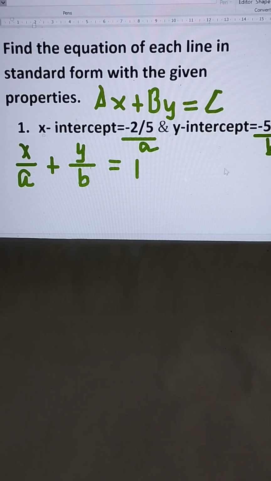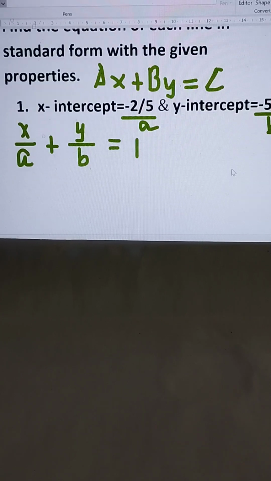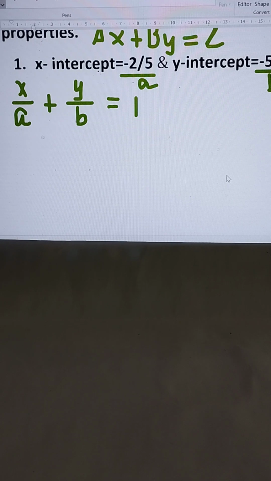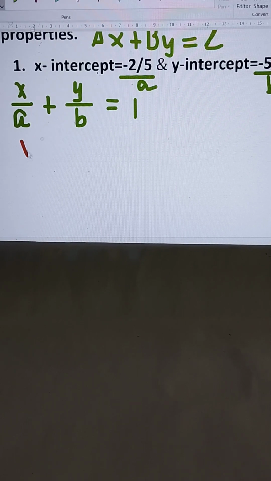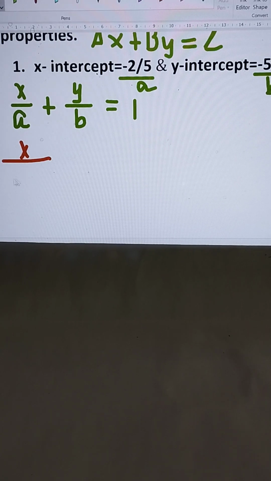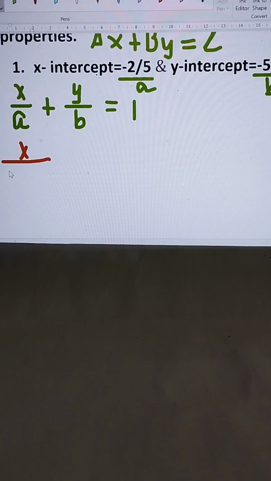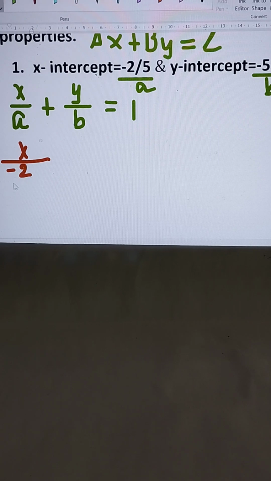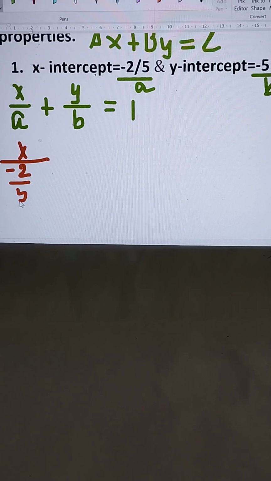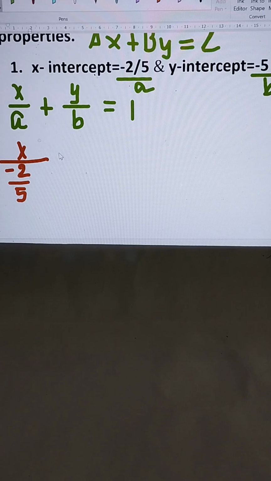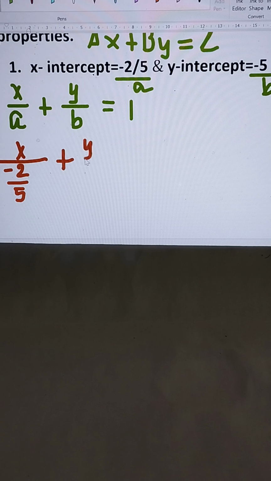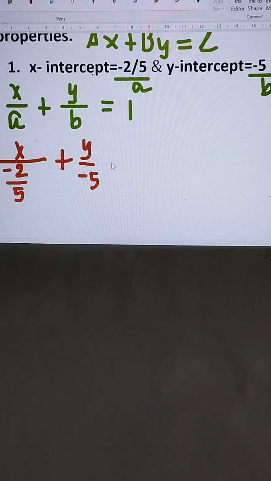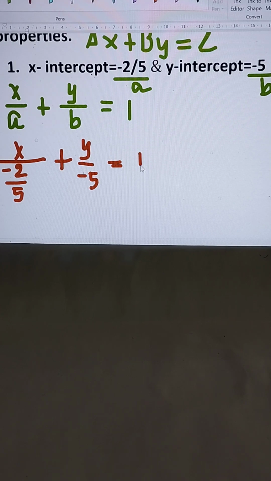If we substitute now a and b, a is negative 2 over 5. So x all over the negative of 2 over 5, negative 2 over 5, plus y all over negative 5, equal to 1.